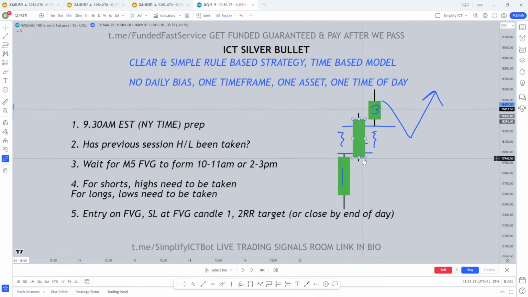And another misconception about fair value gaps is that all candles have to be up close candles for bullish and all candles have to be bearish close candles for bearish fair value gaps. Well, only candle number 2 needs to be bullish for a bullish fair value gap, and candle number 2 needs to be bearish for a bearish fair value gap. Candle 1 and candle 3, it doesn't matter which color they are.